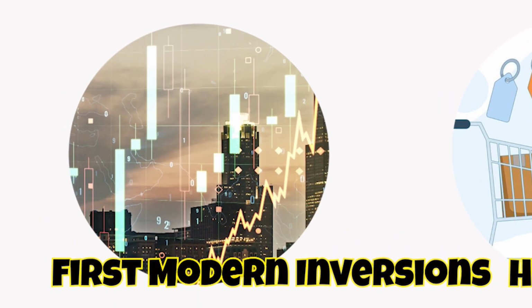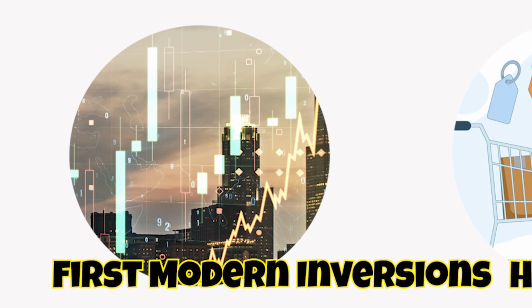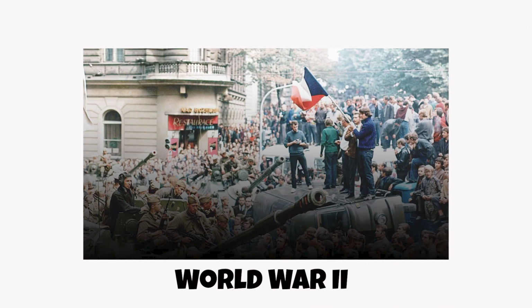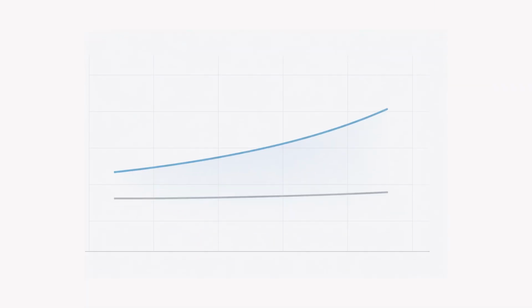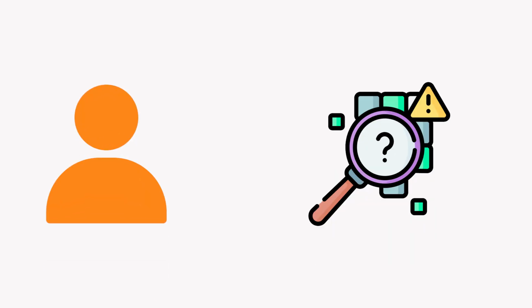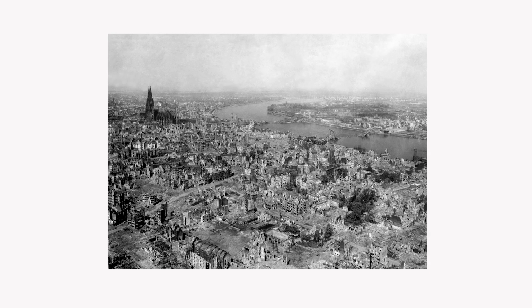The first modern inversions, 1950s to 1970s. In the decades after World War II, inversions were rare. When they did show up, they often arrived early, long before most people believed trouble was coming. One of the first major examples appeared in 1957.